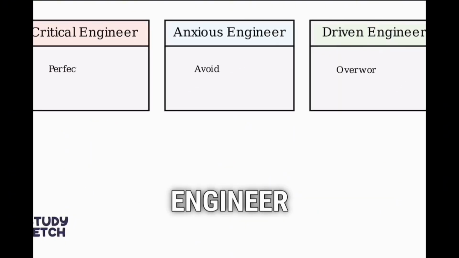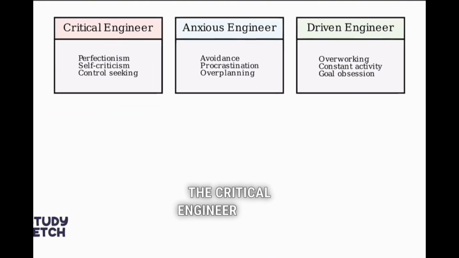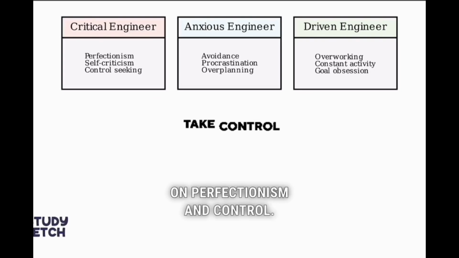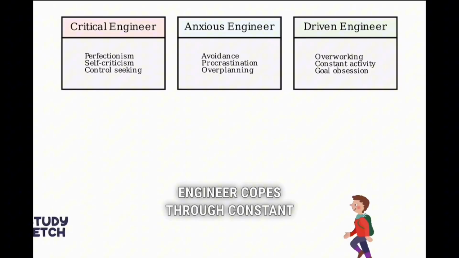Each type of inner engineer develops unique defense mechanisms to cope with internal anxiety. The critical engineer relies on perfectionism and control. The anxious engineer uses avoidance and overplanning, while the driven engineer copes through constant activity.